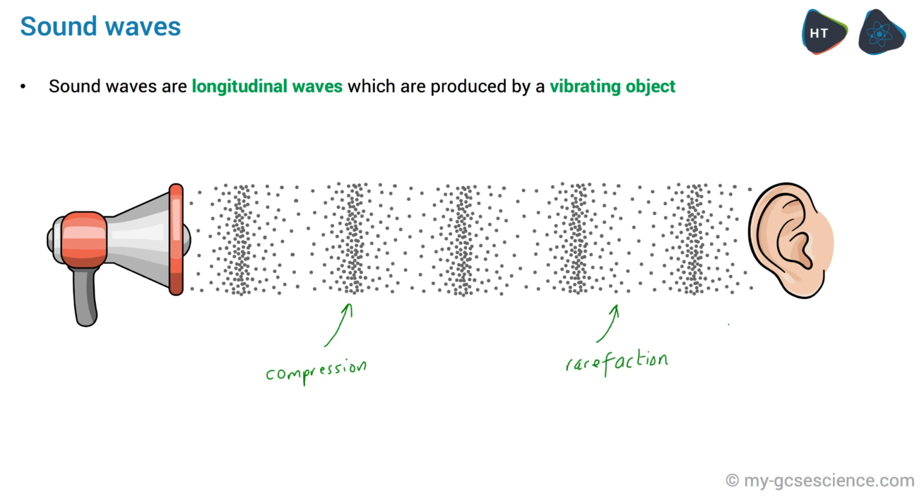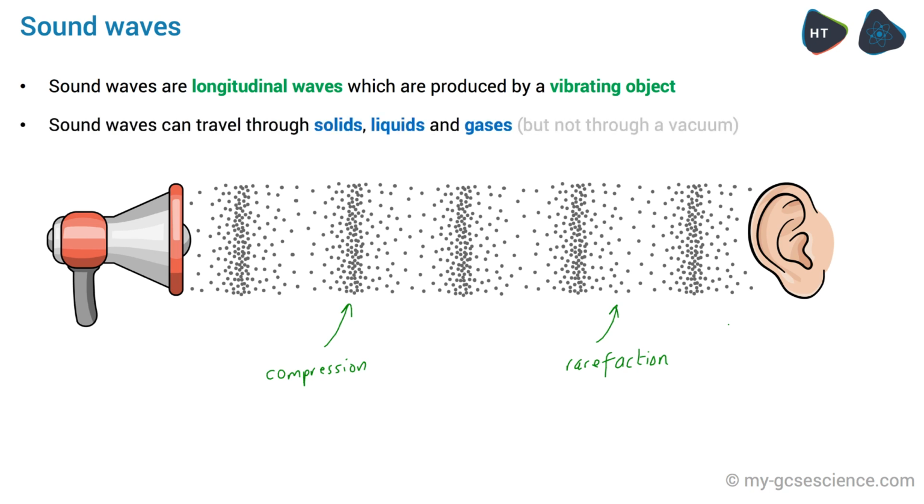The same process happens when any object in air vibrates back and forth, such as the string of a guitar, the skin of a drum, or the vocal cords in our throat. Of course, sound waves can also travel through liquids and solids. In the next video, we'll be looking at some of the useful applications of this fact.